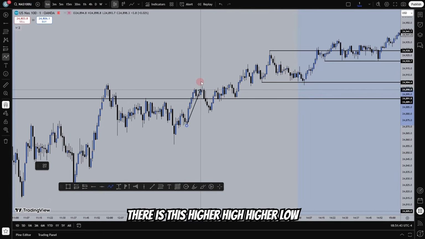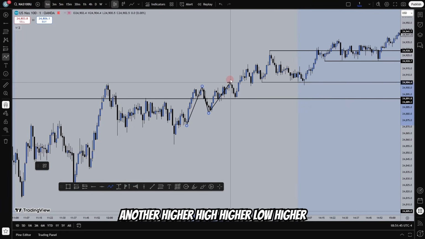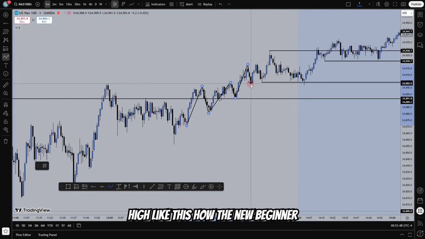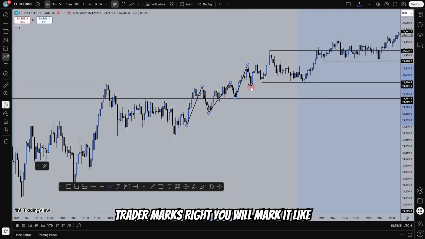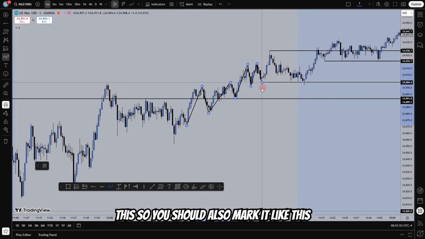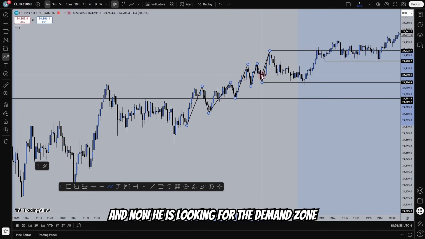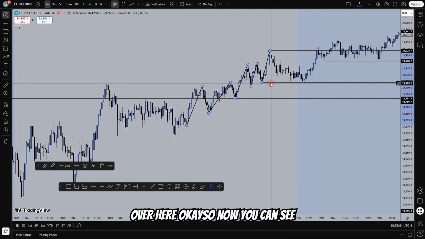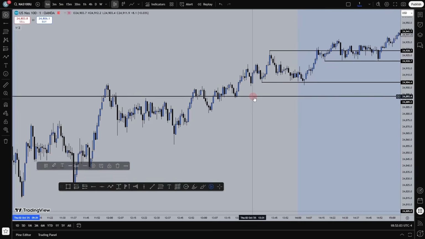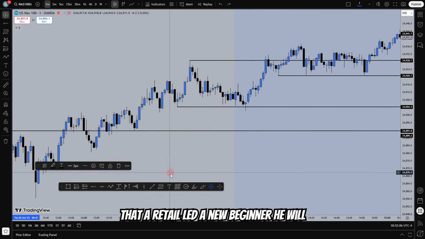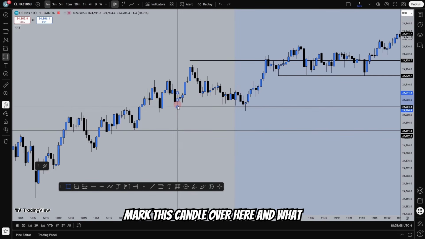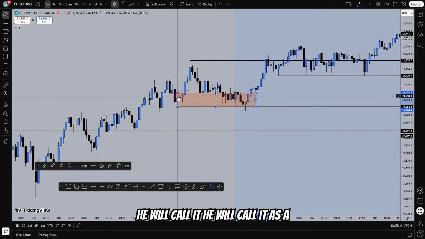But in the afternoon session, you guys can see there is this higher high, higher low, another higher high, higher low, higher. Like this is how a new beginner trader marks, right? He will mark it like this, so you should also mark it like this. And now he's looking for the demand zone over here. Okay, so now you can see that a new beginner will mark this candle over here and call it a demand zone.